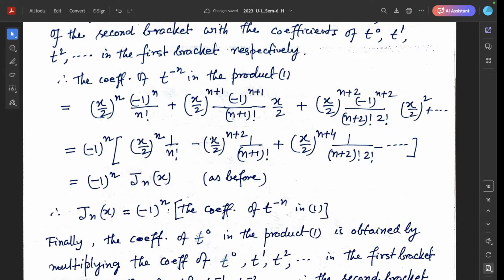So J_n(x) equals (-1)^n times the coefficient of t to the power minus n. This coefficient of t to the power minus n is 1.